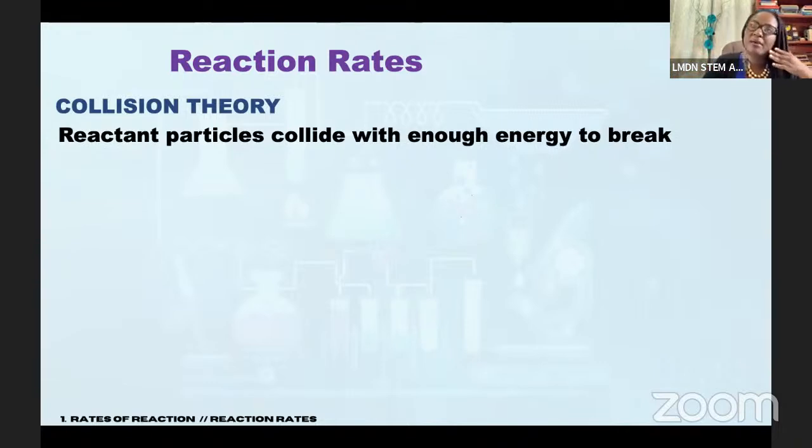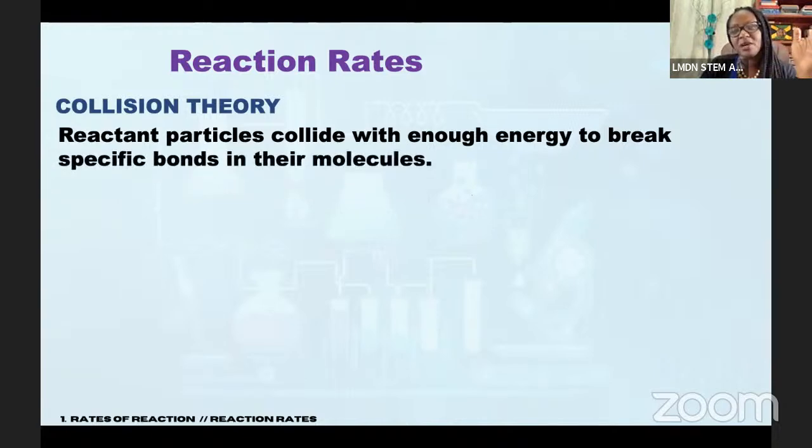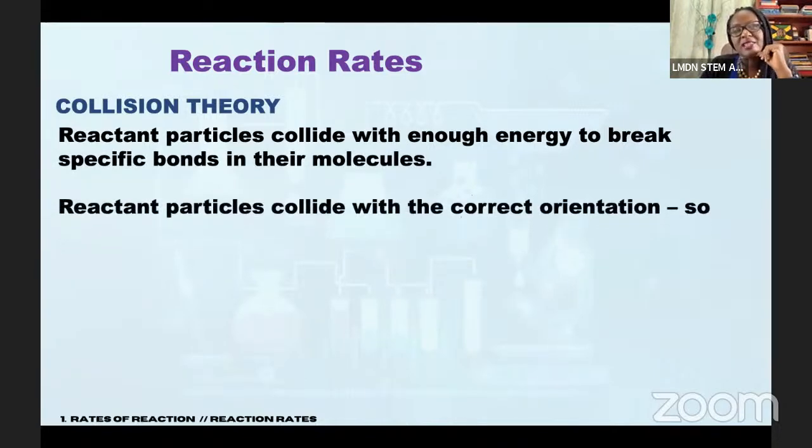Remember that when you're forming a product, what's largely happening is you're breaking old bonds to form new bonds. So when the reactant particles meet, they have to meet with enough energy to break the bonds that previously held them together. Then those bonds can be rearranged or reformed to make new bonds, and that's how you get your product. So they have to collide with enough energy for that breaking of bonds to occur.